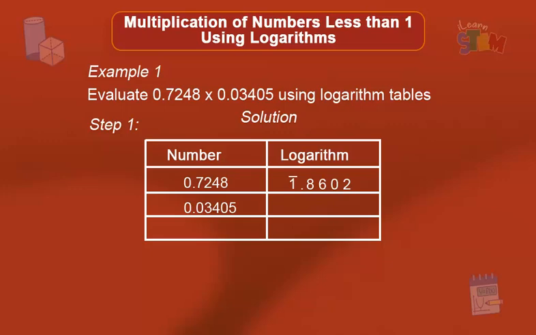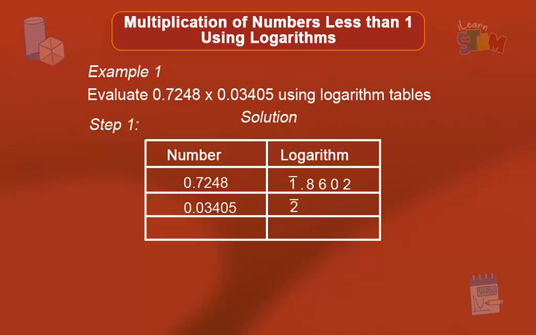We will do the same thing for the second number. To get the characteristic of 0.03405, we will count the number of zeros after the decimal point and before the first non-zero digit and convert into a negative number. So let's count. 1, 2. We will stop here, because 3 is the first non-zero digit after the decimal point. So, the characteristic is bar 2.